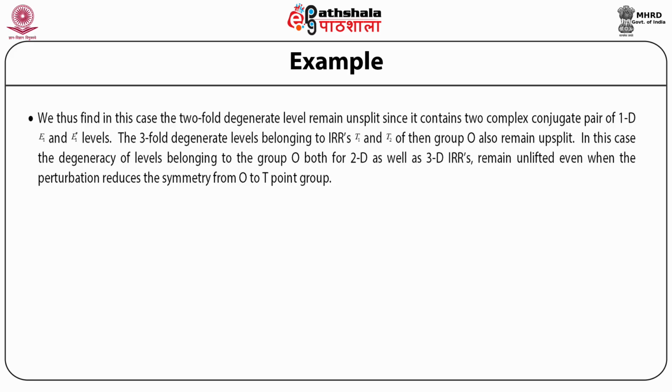The threefold degenerate levels belonging to the irreducible representations T1 and T2 of the group also remain unsplit. So in this case, the degeneracy of the levels belonging to the group O, both two-dimensional as well as three-dimensional, remains unlifted. It's very interesting that even though the symmetry has been reduced from the cubic symmetry O to the symmetry group T, the degeneracy of the energy levels remains unlifted when the perturbation reduces the symmetry from the point group O to T.